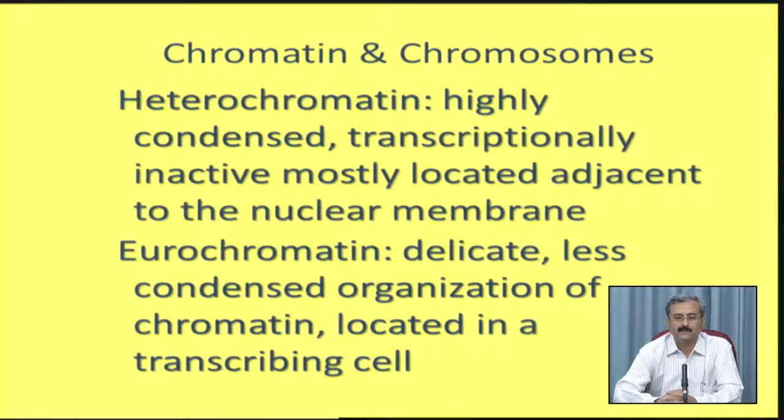So we said that chromatin is of two types. One is heterochromatin, the other is euchromatin. One is highly condensed and transcriptionally inactive, mostly located adjacent to the nuclear membrane, that is heterochromatin. And the second is euchromatin, which is delicate, less condensed, located in a transcribing cell.